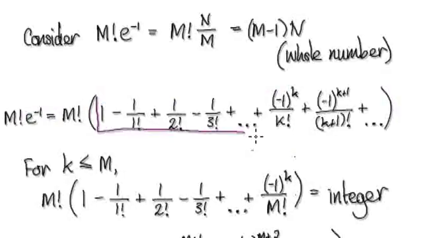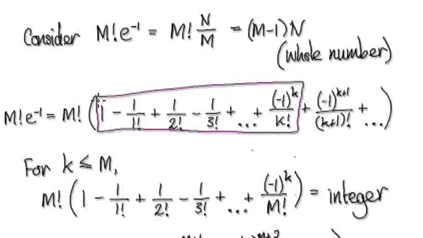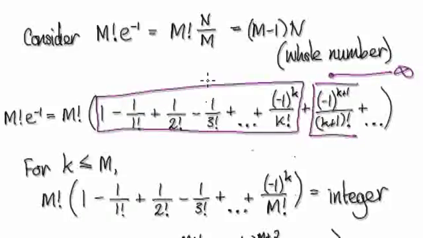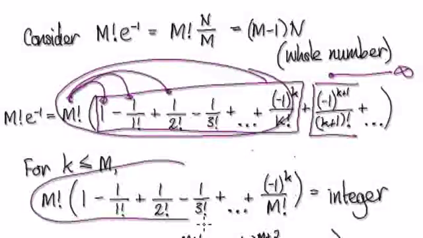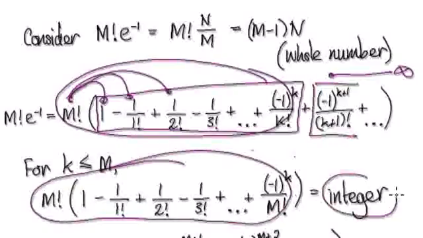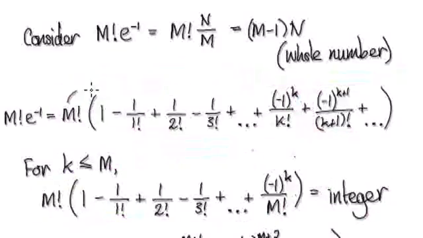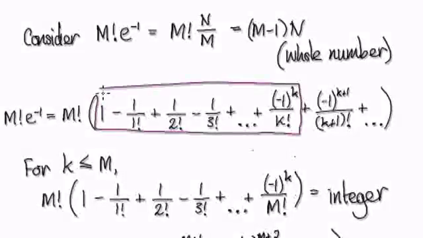Once you've turned this into a series, we are going to break this series up into two blocks. You've got one block, and then the other goes all the way to infinity. So we break it up into this block and this block. Now this times this, this times this, and so on. This whole thing here will be an integer.